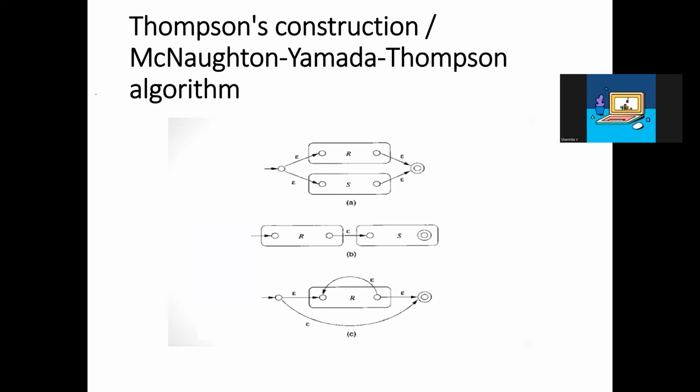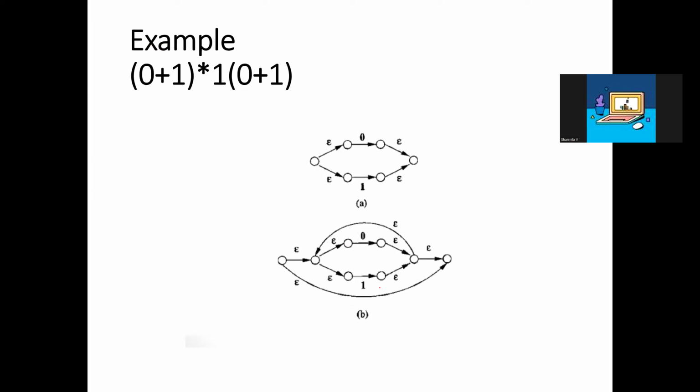Here, the Thompson construction method is about how to construct an automaton using the Thompson construction algorithm. There are three properties: this is the first property, this is the second property, and this is the third property. First rule, second rule, third rule. The first is for parallel, that is R plus S. This is for series, and this is for the asterisk symbol. That is the rule for creating a Thompson construction.